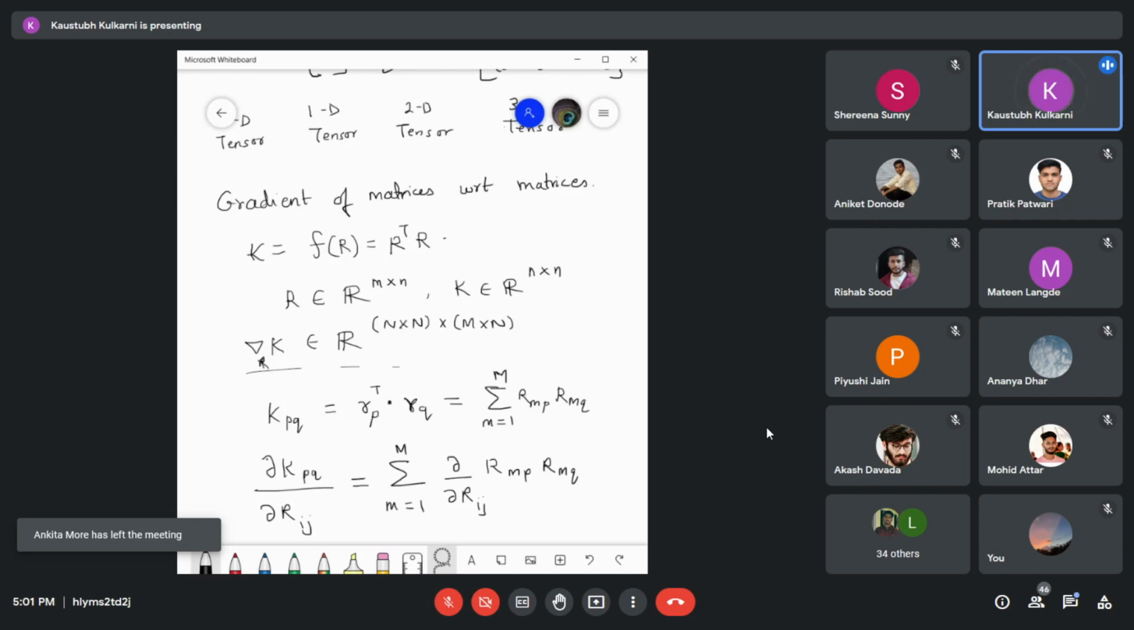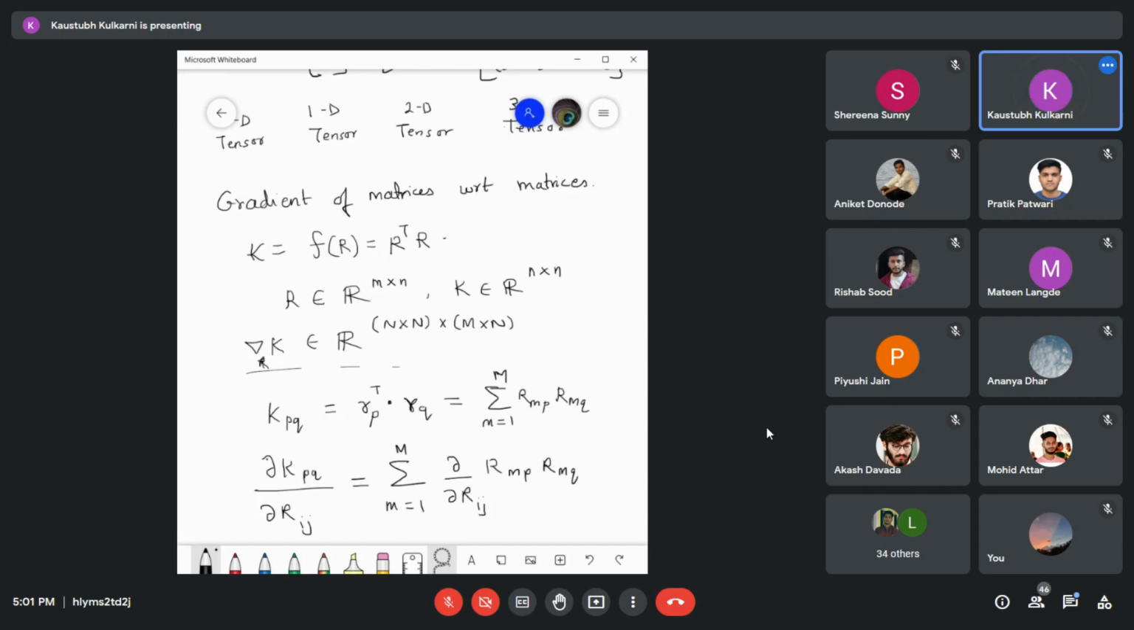Then its dimensions will be N cross N into M cross N, which means if you write it on paper, it will be an M cross N matrix, but instead of each element you will have an N cross N. I called it a cell basically. So each element will actually be a matrix of dimensions N cross N.